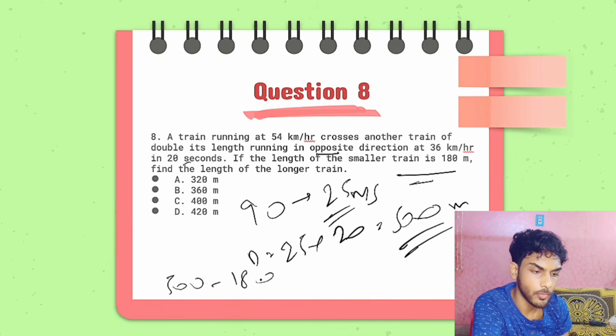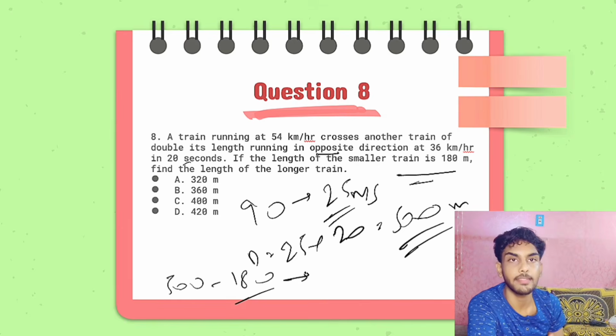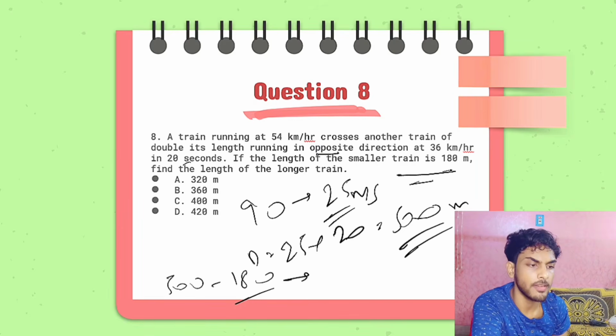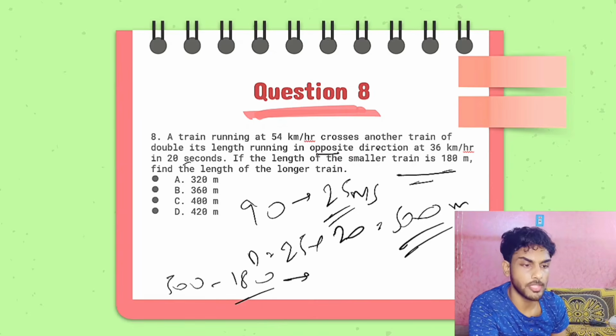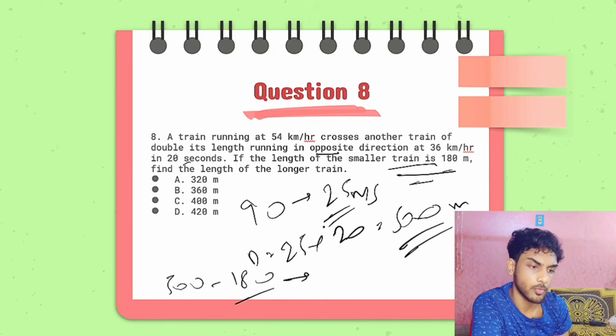500 minus 180. If you do this, you will be getting the length of the larger train, because the smaller train is already given. As I have already told you, in these train questions, the trains' lengths are the distance that they cover. So the total distance is 500. The smaller train length is 180. If you subtract, you'll get 320, which is the answer, option A.